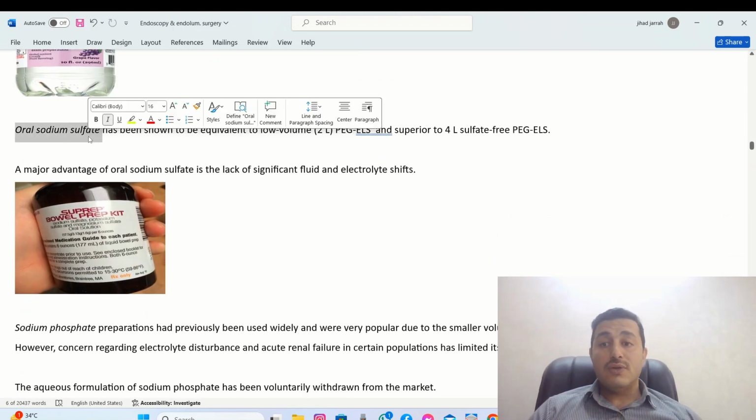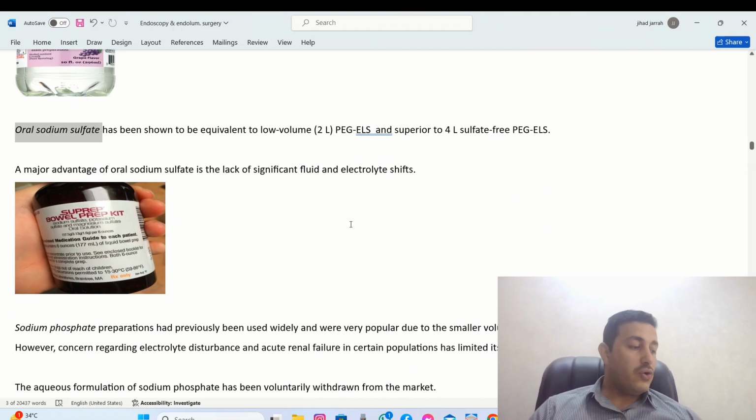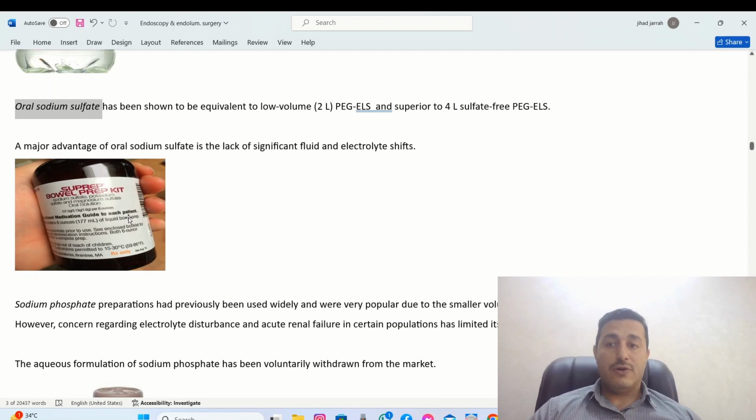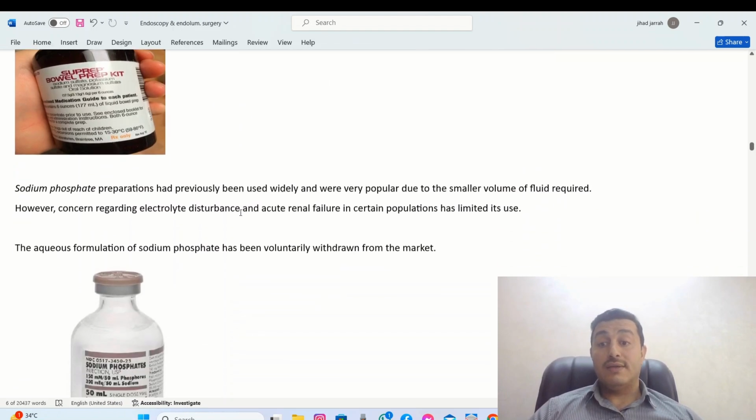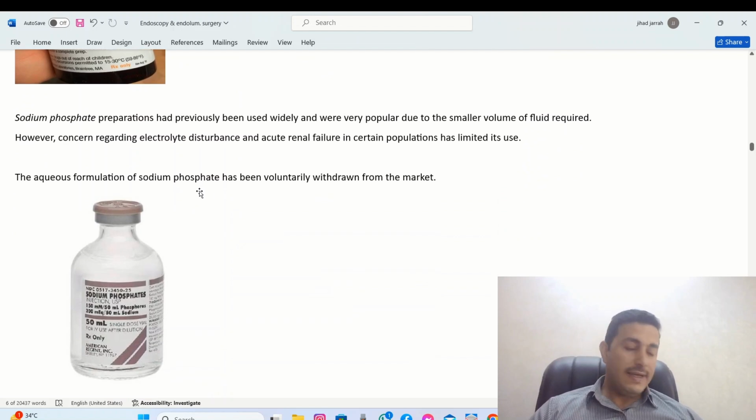This is the oral sodium sulfate. Oral sodium sulfate is similar in efficacy to the low volume polyethylene glycol, and better than the 4 liter polyethylene glycol. The major advantage of oral sodium sulfate is that it has no significant fluid or electrolyte shift. Phosphate.